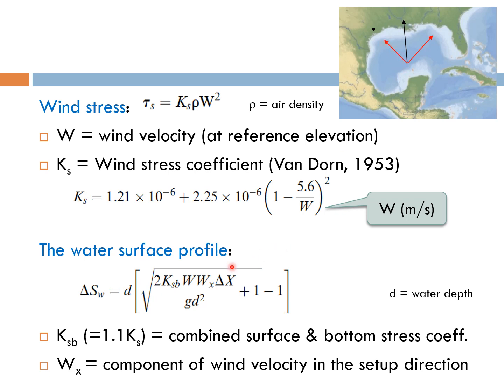So that is the Wx that we are referring to, and delta x is the distance or the length that the wind blows over the surface as defined in the previous figure. So that is one of the factors that is going to dictate the magnitude of the wind setup.